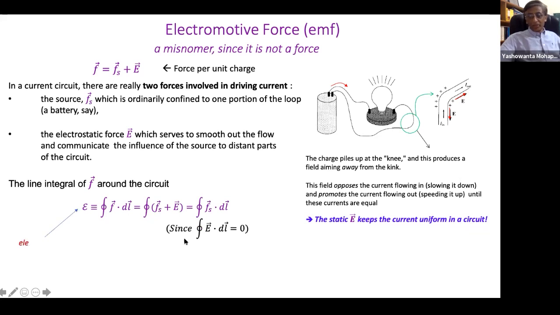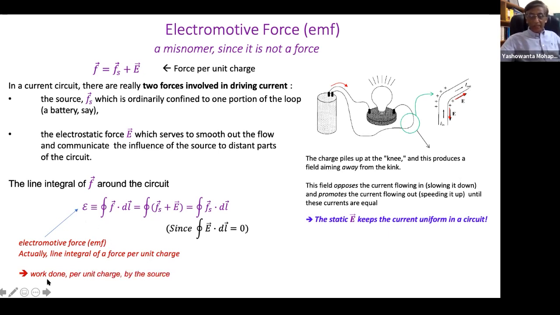So this is the electromotive force, EMF. Actually, as we said, it is the line integral of a force per unit charge, not a force by itself. But sometimes people define it as work done per unit charge by the source. The total work done in any way is by the source, and that is the electromotive force, or we'll simply call it EMF.